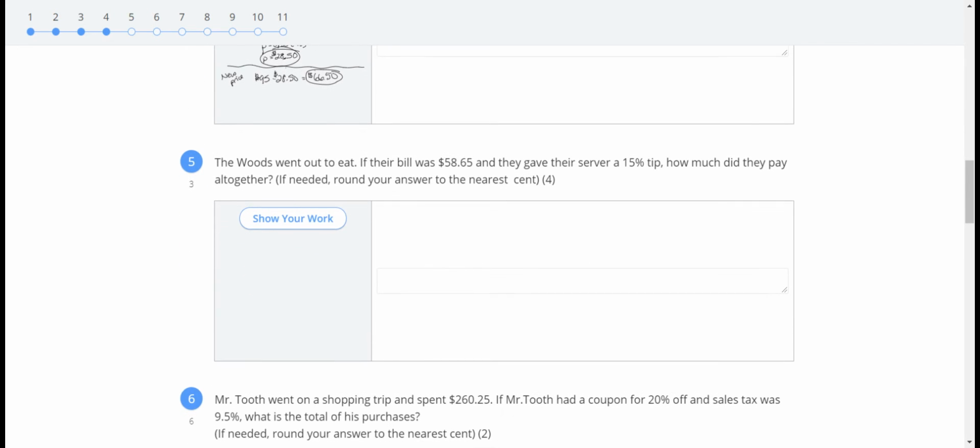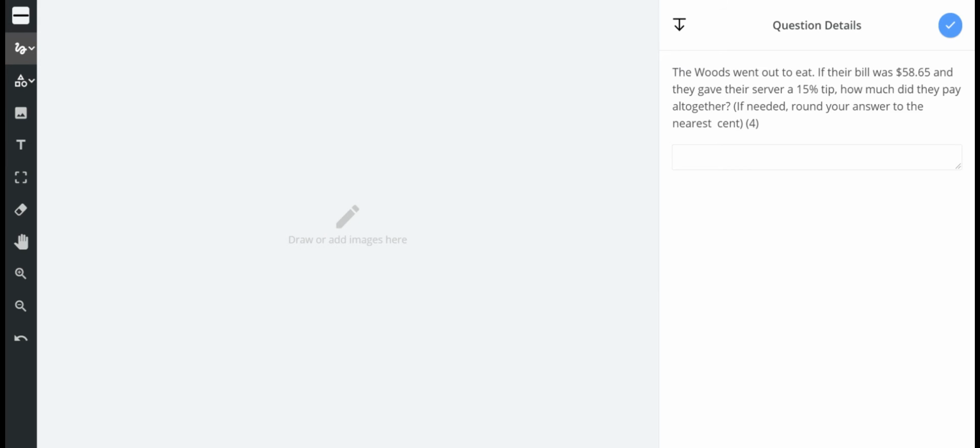Number 5, the Woods went out to eat. If their bill was $58.65 and they gave the server a 15% tip, how much did they pay altogether? If needed, round your answer to the nearest cent. Okay, so their bill was $58.65. We know that there's going to be a 15% tip. How much did they pay altogether? So we want to figure out the total. First, we need to figure out the tip, and then we need to figure out the total.